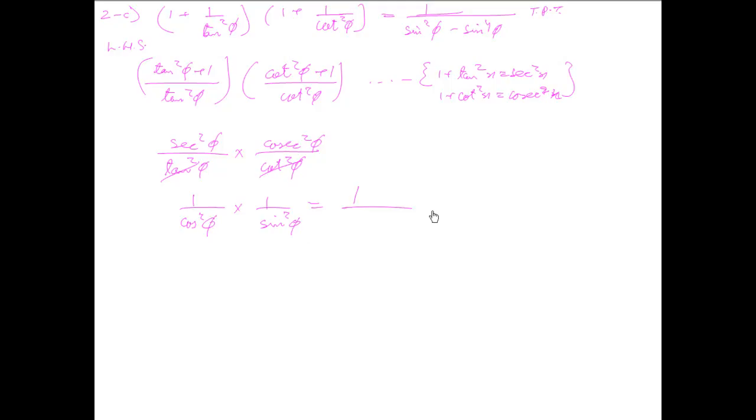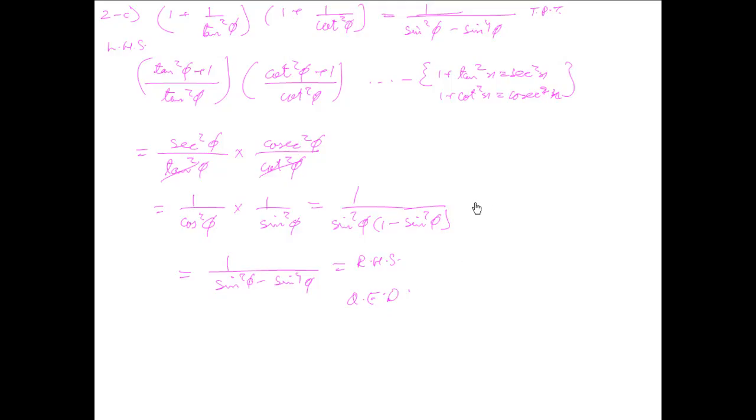Now children, this becomes sine squared, we'll leave it as it is, and cos squared we'll change to 1 minus sine squared phi, and that's what we need to understand from here. So that gives us children 1 upon sine squared phi minus sine raised to 4 phi, which is the required right hand side, hence proved.